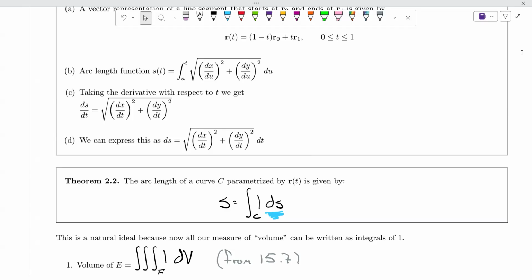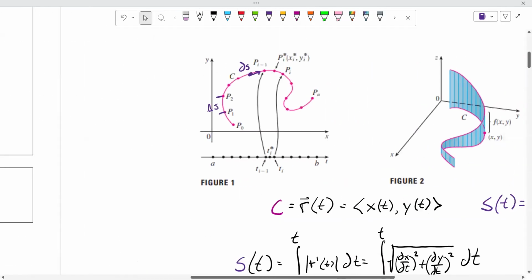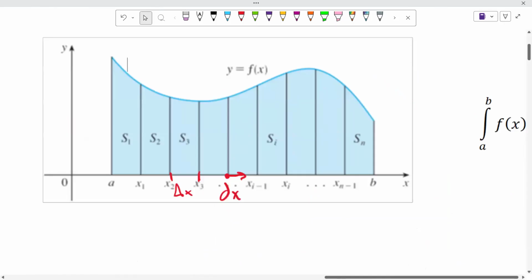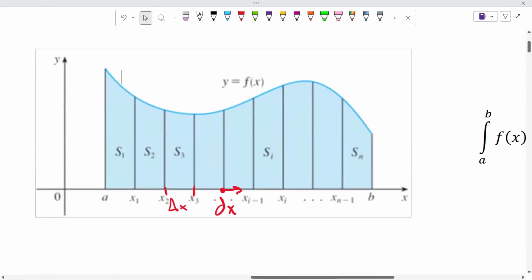But it's going to come from some sort of parameterization of our curve C. In fact, we don't necessarily need that parameterization. We just need ds to represent the curve somehow. So let's start back in Calc 1 to remind ourselves how we decided on dx as a thing that we needed to throw in there.